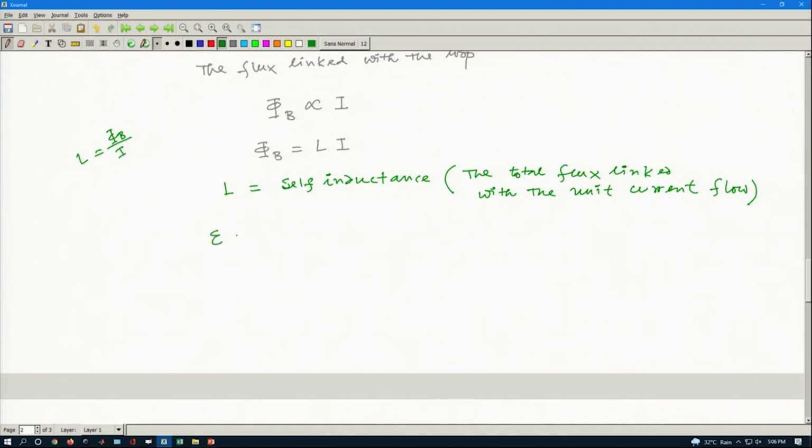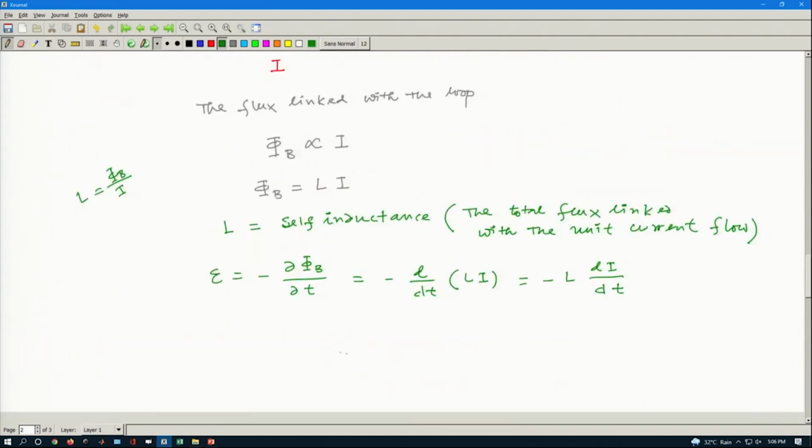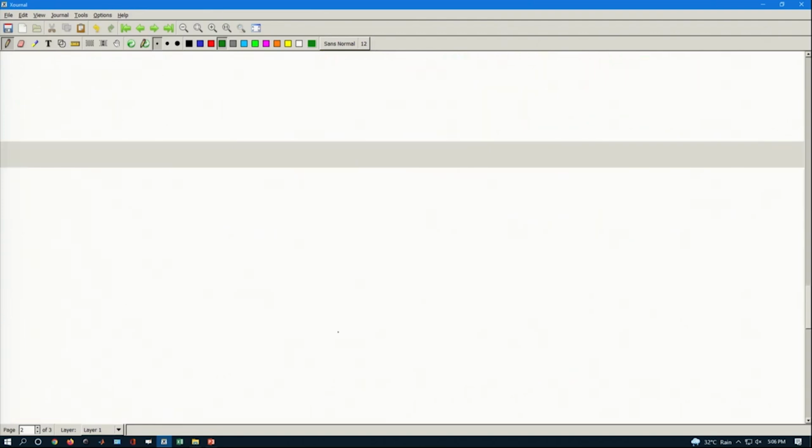Now, we know that the EMF is minus d phi B by dt. For self inductance, that quantity is minus d by dt of L I, and we simply have minus L dI by dt. Okay. This is the way we define it, and now we can calculate the self inductance for a solenoid.